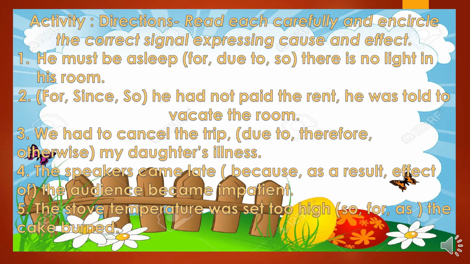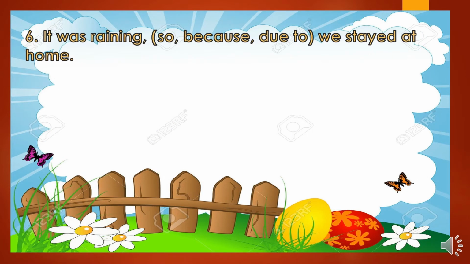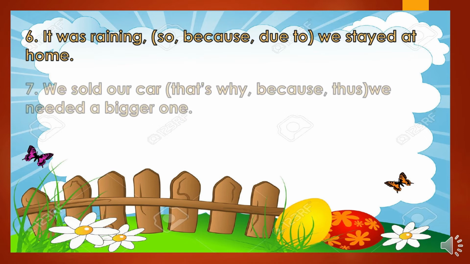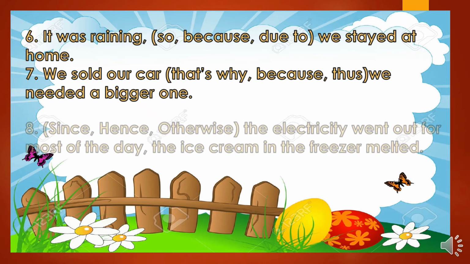Number 5. The stove temperature was set too high, so, for, as, the cake burned. Number 6. It was raining, so, because, due to, we stayed at home. Number 7. We sold our car, that's why, because, thus, we needed a bigger one.